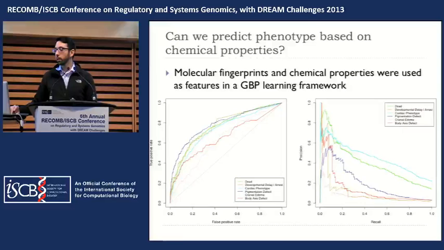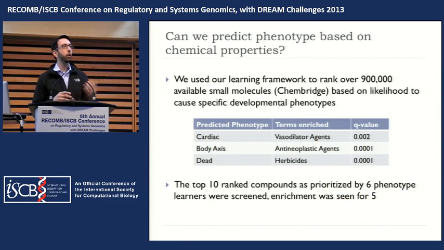But through both area under the curve and precision recall, I think we did pretty well for these 6 predictors. Well enough that I prioritized the 900,000 compounds that are available from Cambridge. And these ranked lists seem to be consistent with the phenotypes that I was expecting.